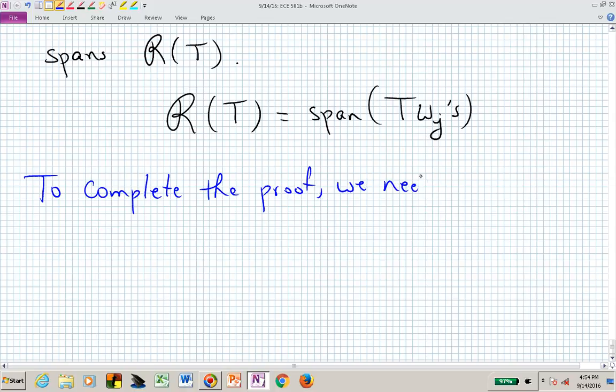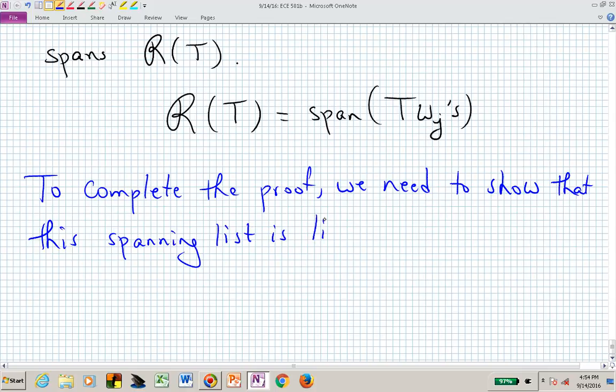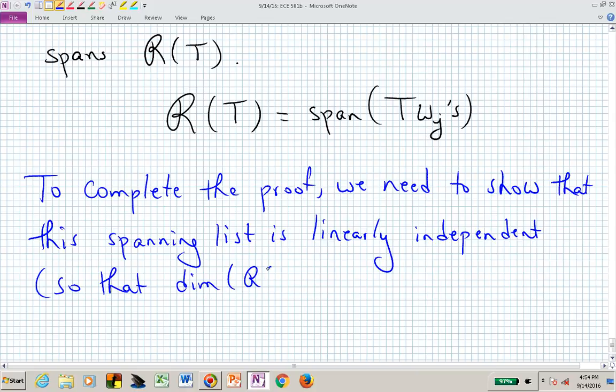we need to show that this spanning list is linearly independent, so that the dimension of the range of T will be n.